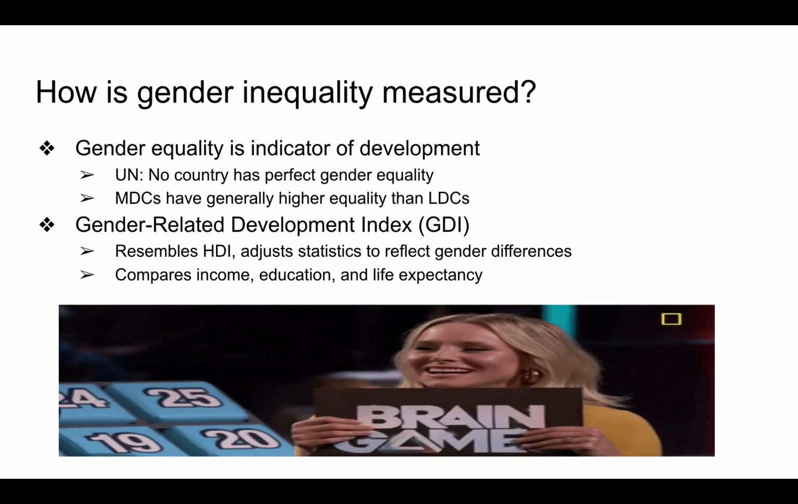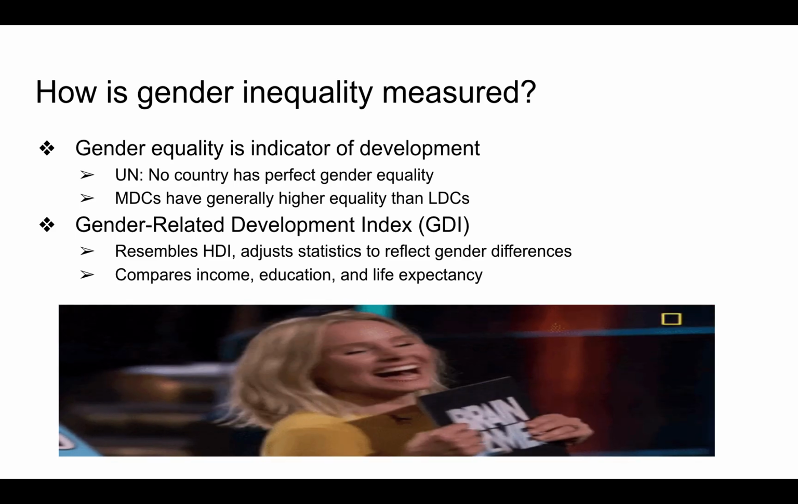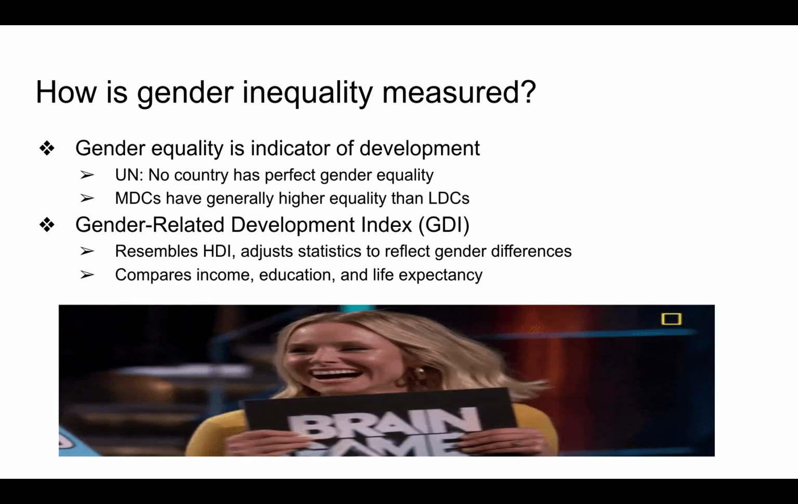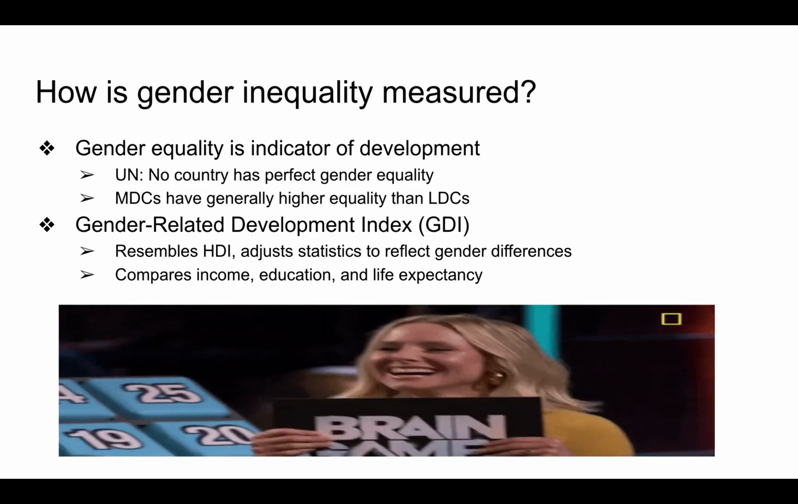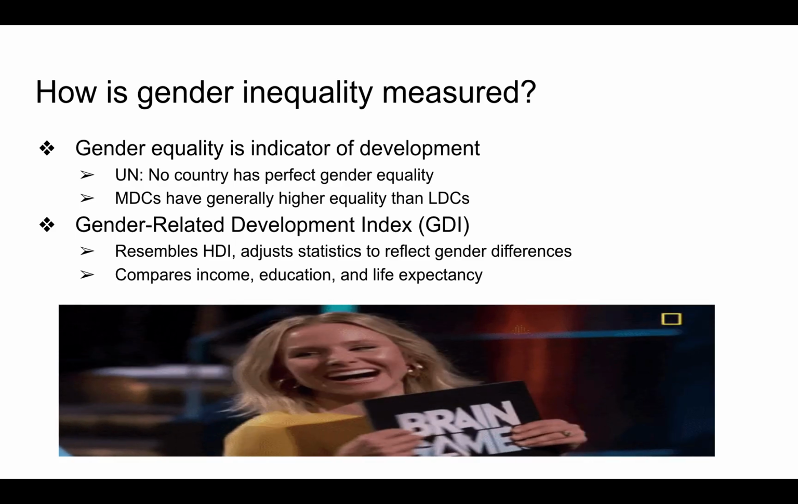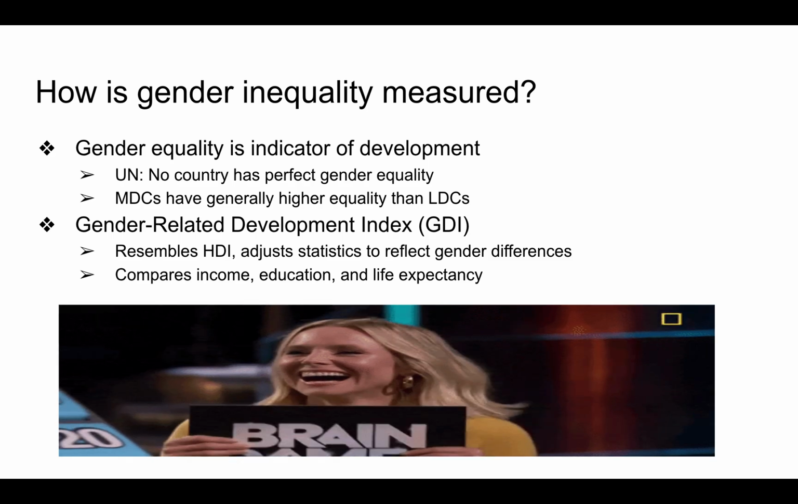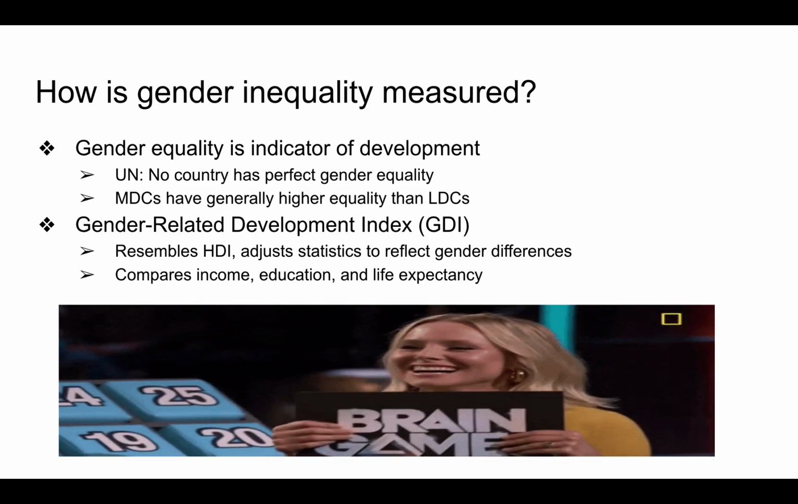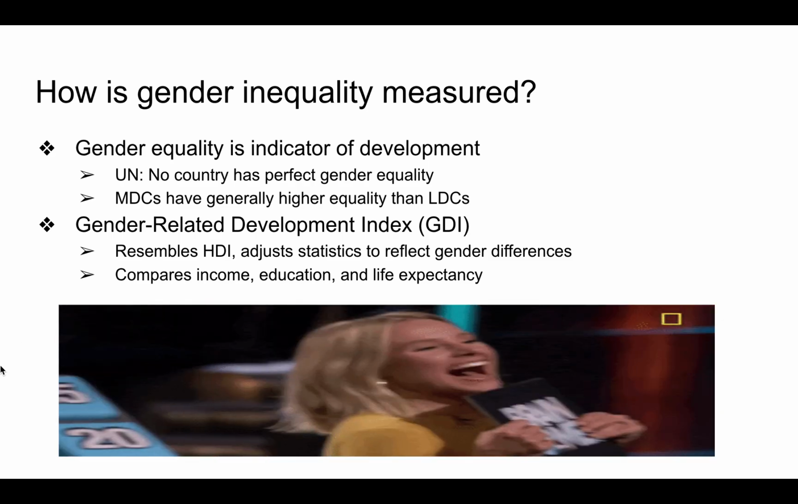GDI is taking HDI numbers, but just breaking it between the two genders. So there will be an HDI score for women called the GDI, and then there will be an HDI score for men, the GDI score for males. And it'll compare income, education, life expectancy, all the variables to the key indicators.